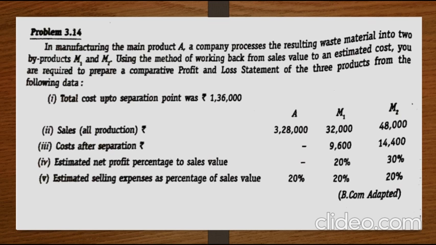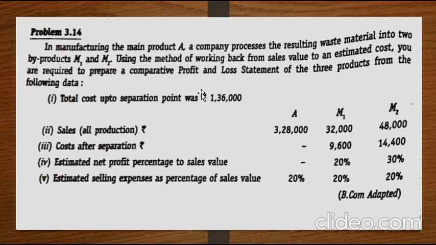But what is the cost incurred from the beginning, that is, before separation? What is the cost incurred for A, M1 and M2? They have given here only the cost up to the separation point. But what is the cost for the byproducts as well as the A product, we are supposed to find out. This is the total cost for A, M1 and M2. So what is the cost for A, M1, M2 before separation, or up to the separation point, we need to find out.